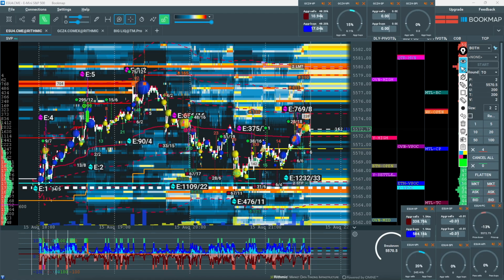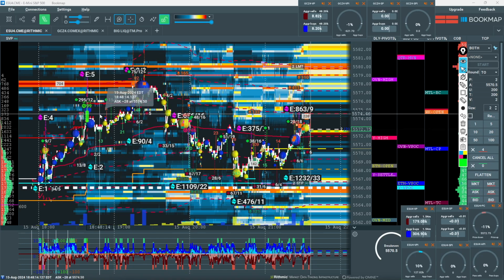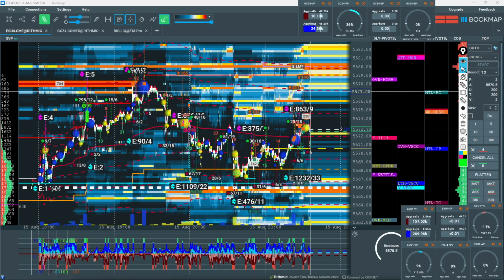Today is the 15th of August 2024. It's 9:35 p.m. Eastern Time. And right now I'm in a live trade on ES in the ETH session. So let me just point out some stuff here and demonstrate the strategy I'm working on.